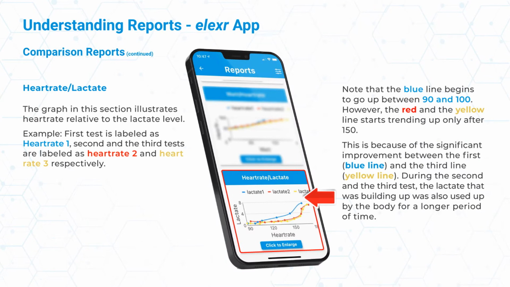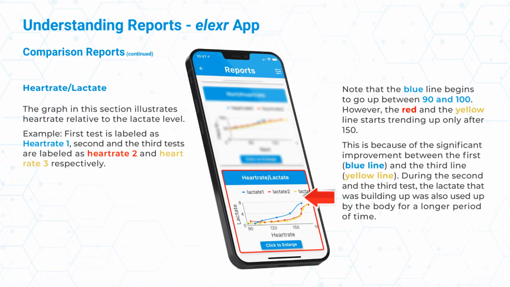Heart rate lactate. The graph in this section illustrates heart rate relative to the lactate level. Example, first test is labeled as heart rate 1. Second and third tests are labeled as heart rate 2 and heart rate 3 respectively. Note that the blue line begins to go up between 90 and 100. However, the red and the yellow line starts trending up only after 150.